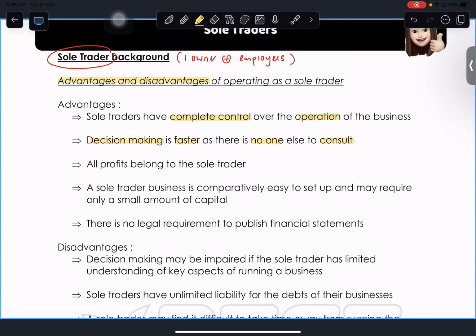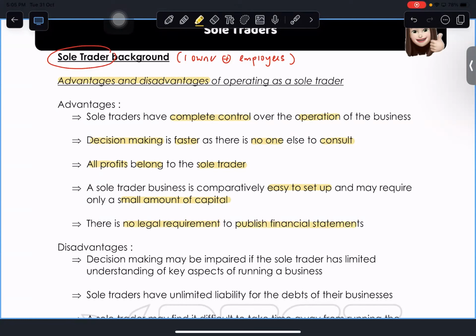Okay, and also all the profit belongs to the owner, to the boss. And it's easier to set up as you just need a small amount of capital. You don't need like 100,000, maybe you just need a few thousand, then you can start up the business already. Okay. And then no legal requirements to publish your financial statement.